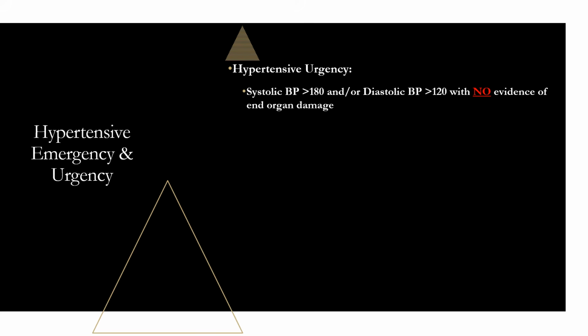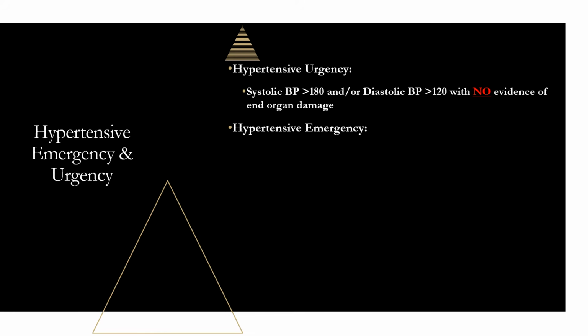Okay, so let's move on to the last topic for hypertension that the NCCPA blueprint wants you to know, and that's going to be hypertensive emergency and urgency. So these are two different topics, but there's not much to know. There's not a lot different about them either. The only difference between the two: hypertensive urgency is going to be a systolic blood pressure over 180 and/or a diastolic BP over 120 with no evidence of end organ damage.